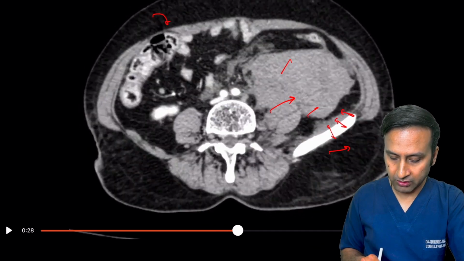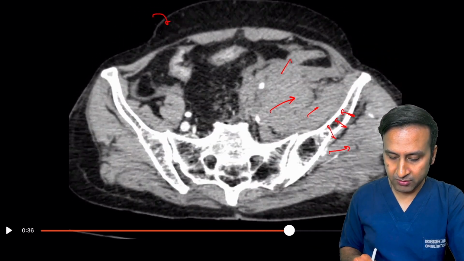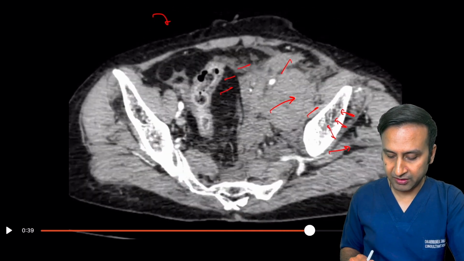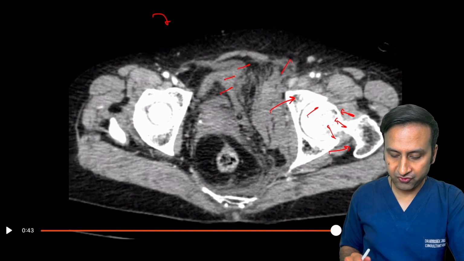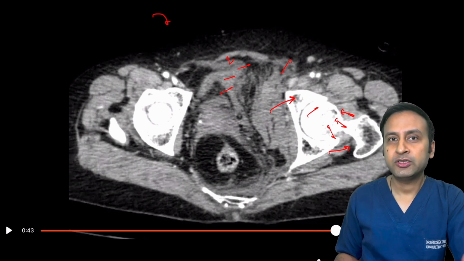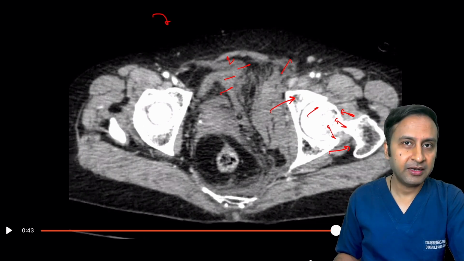And as I'm going down, you can see that there is some amount of inflammatory fat stranding in the adjoining pelvic side wall as well as in the pelvic peritoneum, plus some intraperitoneal fluid as well. If I just show you this in a loop, probably your diagnosis is going to be again a retroperitoneal mass lesion, maybe a malignancy.